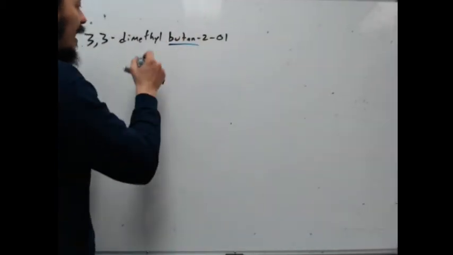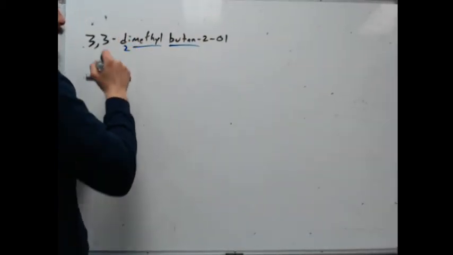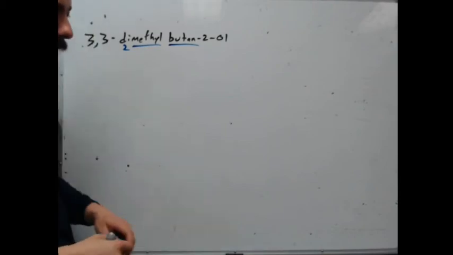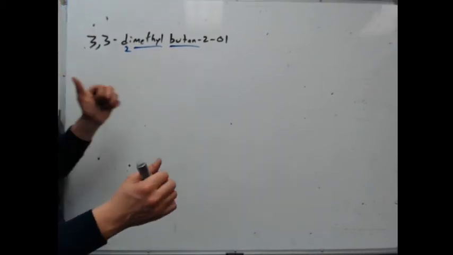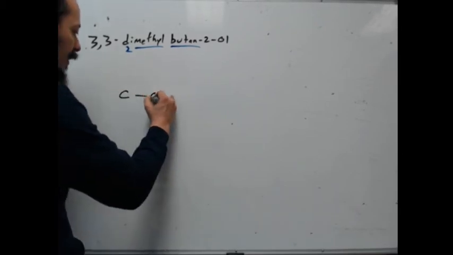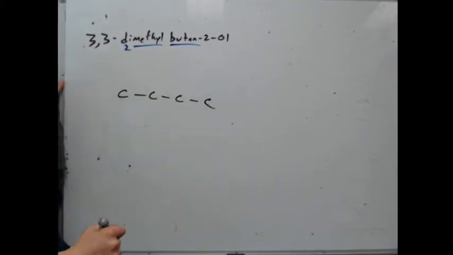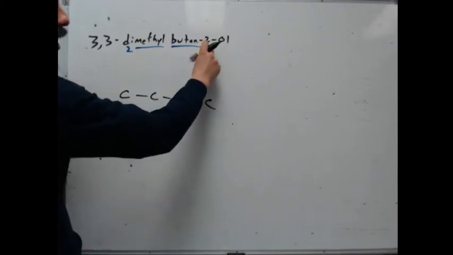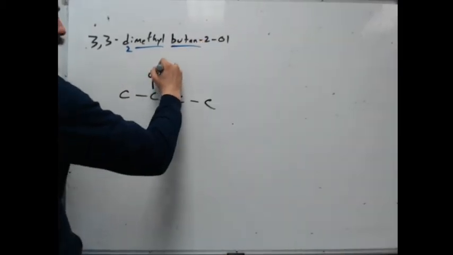I'm going to have a butane, I'm going to have a methyl, and actually I'm going to have two methyls. So I'm going to make a butane chain first. Monkeys eat plenty of bananas. That's going to be 4 carbons. So I'm going to go carbon, 3, 4 carbons. On the second carbon, I'm going to put an alcohol group.